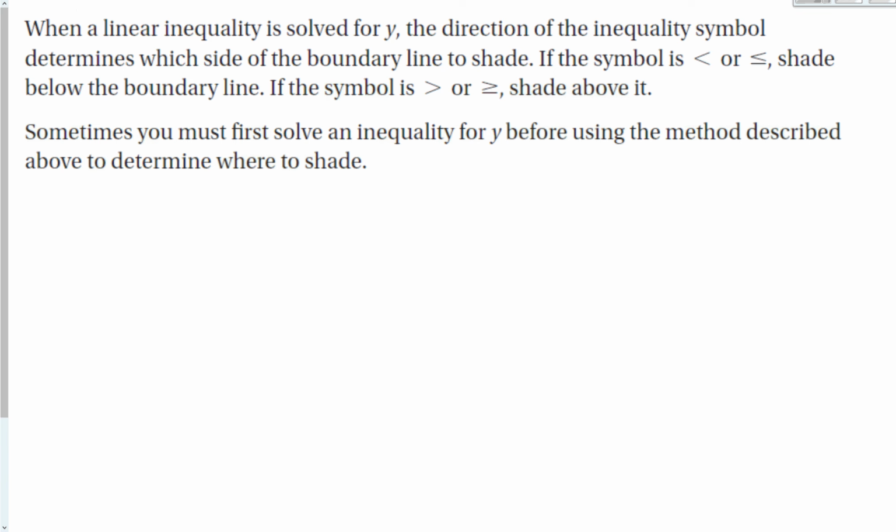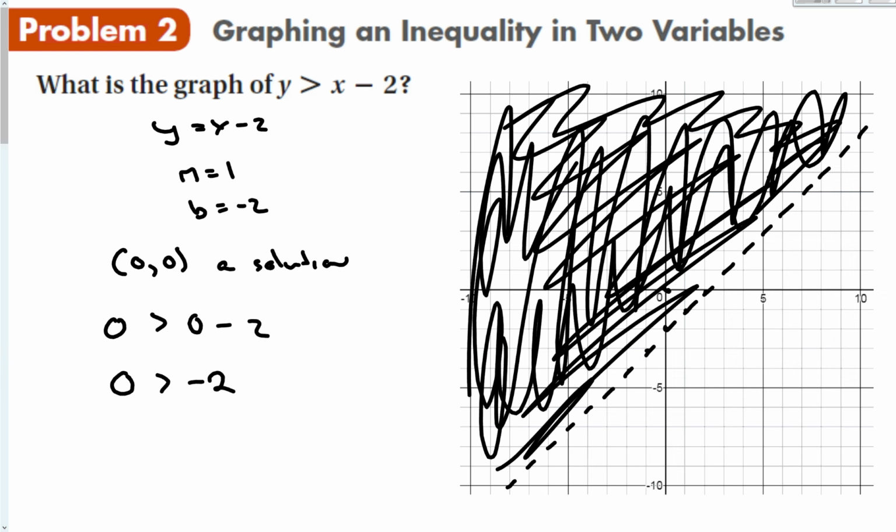When a linear inequality is solved for y, the direction of the inequality term determines which side of the boundary line to shade. So this is another technique that we can use. Instead of plugging in (0, 0) like I did here, I could look at this equation right here and say, because this is greater, I want the shading to be greater than the line. So I want to shade above the line.